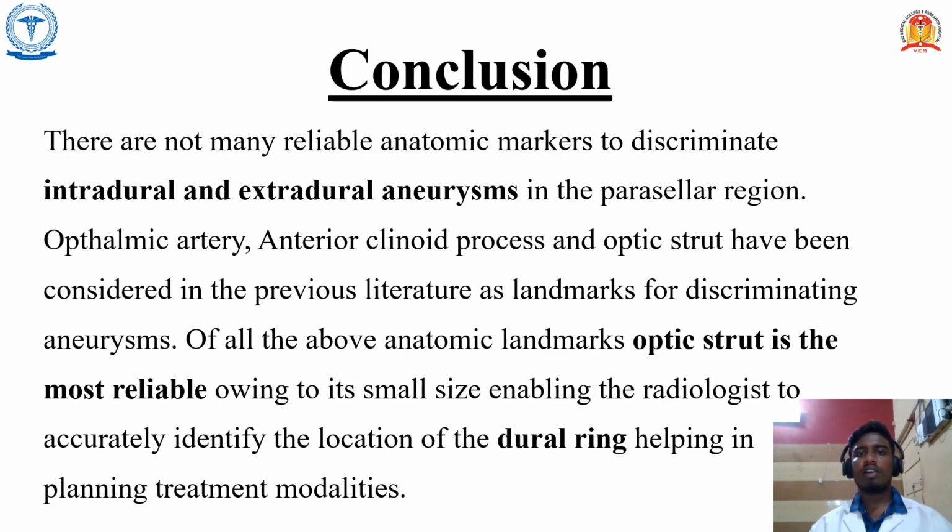Conclusion. There are not many reliable anatomical markers to discriminate the intradural and extradural aneurysm in the paraclinoid region. Ophthalmic artery, anterior clinoid process, and optic strut have been considered in the previous literature as landmarks for discriminating aneurysms. Of all the above anatomical landmarks, optic strut is the most reliable owing to its small size, enabling the radiologist to accurately identify the location of the dural ring, helping in planning treatment modalities.